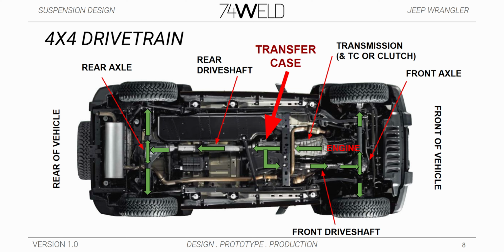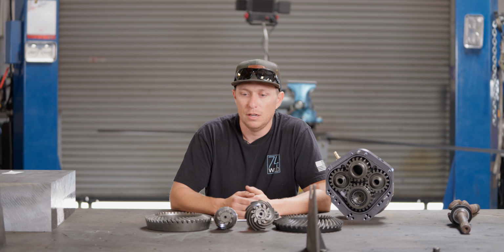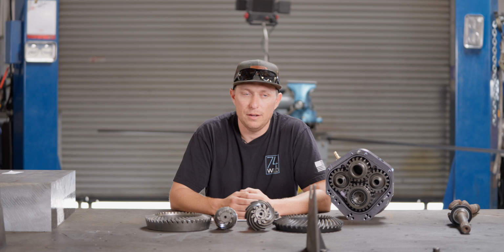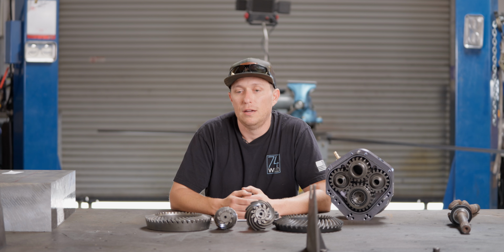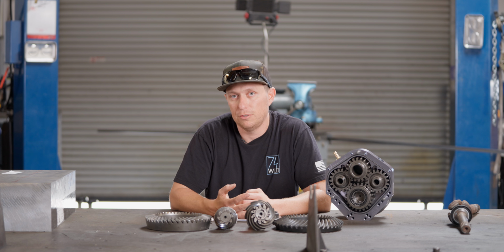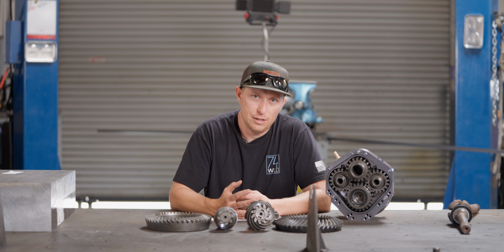The transfer case, typically, like in a Jeep or a Toyota, most vehicles that you'll buy off the lot, you're going to have a high range and a low range. The high range is what you're going to use to drive around on the street. That'll be a 1-to-1 typically, so you're not going to get additional gear reduction through the transfer case. The low range will give you gear reduction.